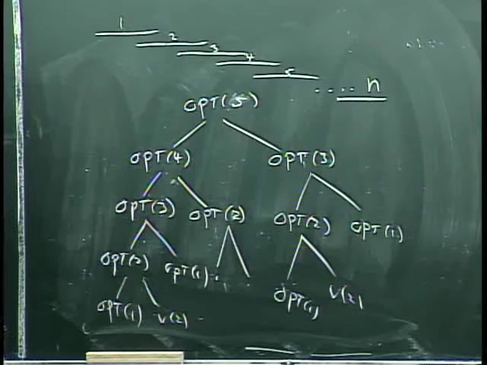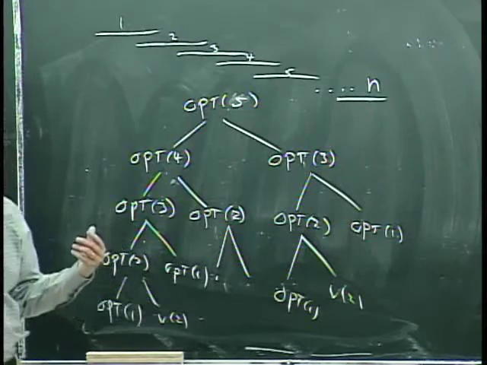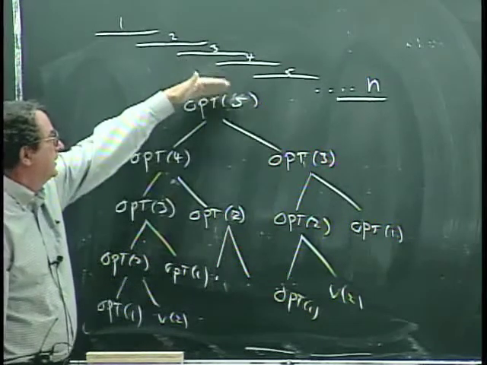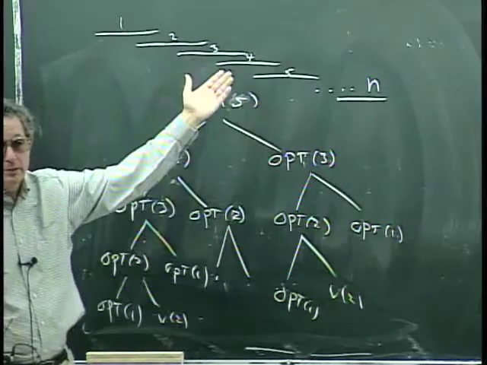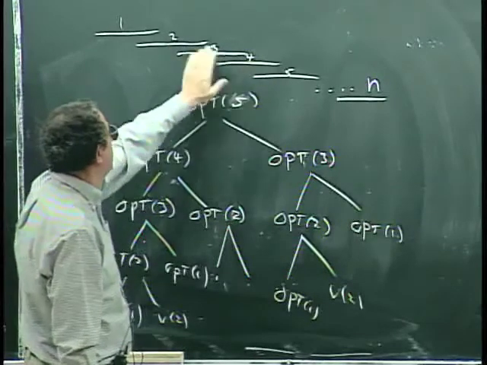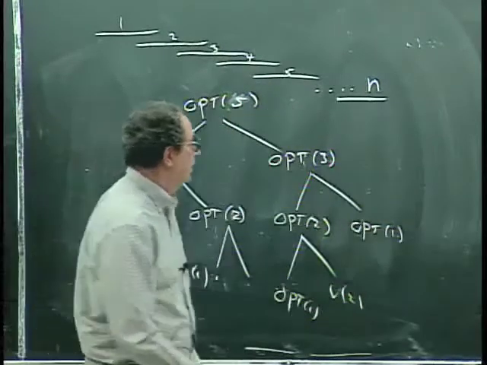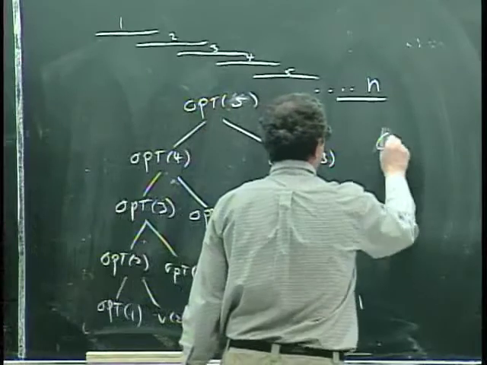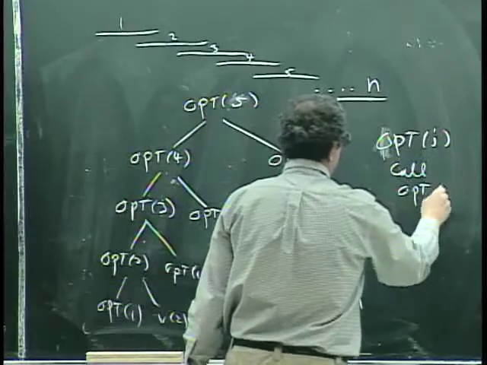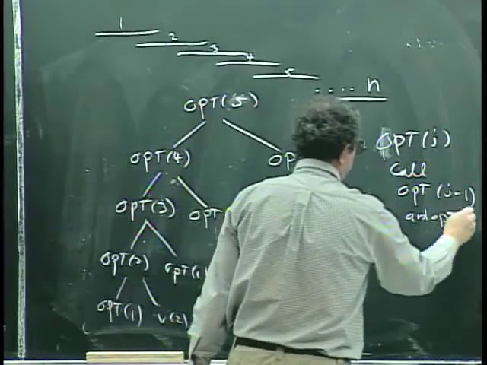Well, each opt of j is calling opt of j minus 1, and it's also calling opt of j minus 2, just the way these things are overlapping. And this is just setting up the example so that pj is always j minus 2. So p of 5 is 3, p of 4 is 2, etc. So we can have many of these. So opt of j calls opt of j minus 1 and opt of j minus 2.